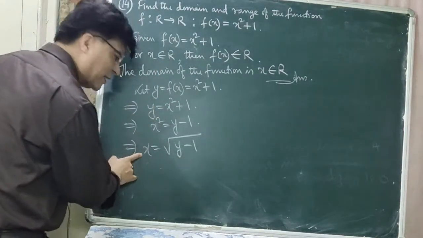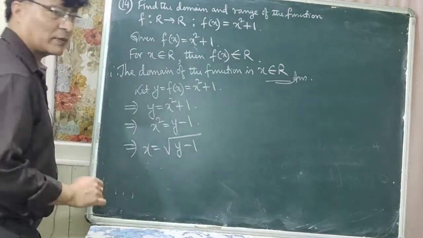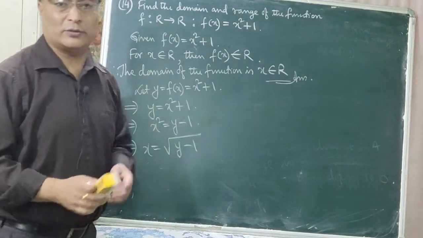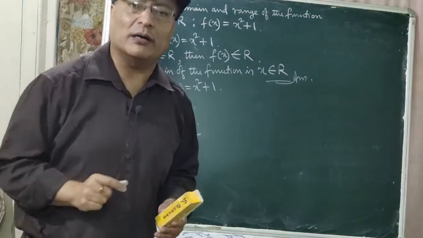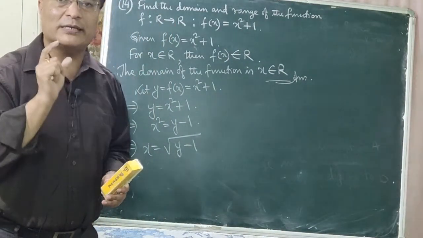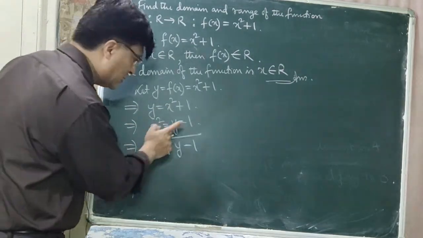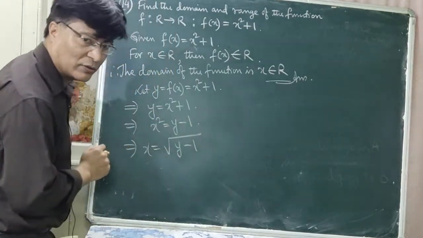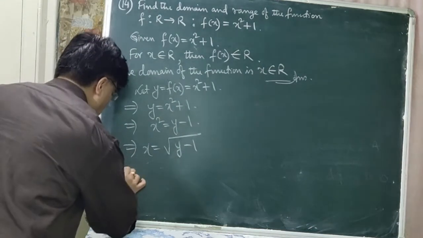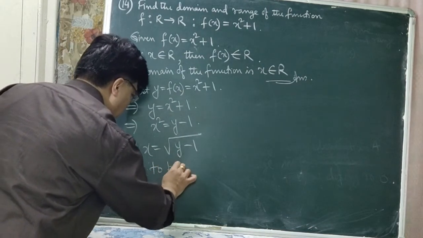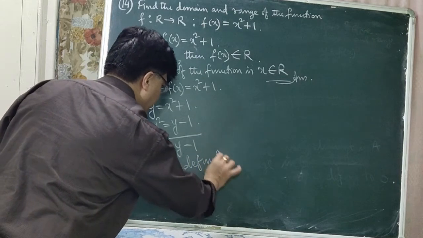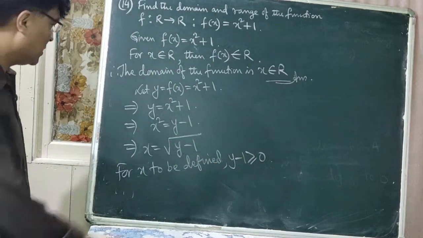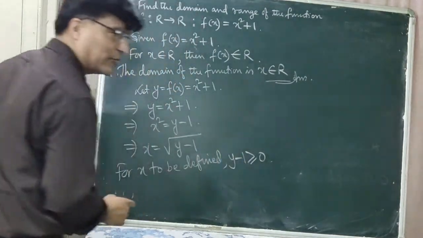Now, for x to be defined, यो y minus 1 को value के भयो भने चाहिँ x is defined. This is within a square root. If you get within a square root a negative number, it is undefined. So x is undefined if y minus 1 is less than 0. But x is defined when y minus 1 is greater than or equal to 0. Isn't it? So for x to be defined, y minus 1 should be greater than or equal to 0. I think you have understood it. For x to be defined, y minus 1 should be greater than or equal to 0.